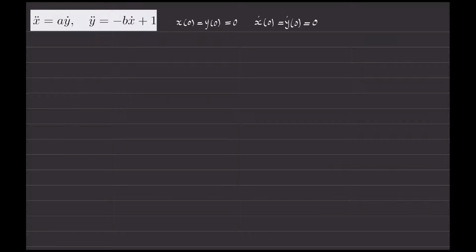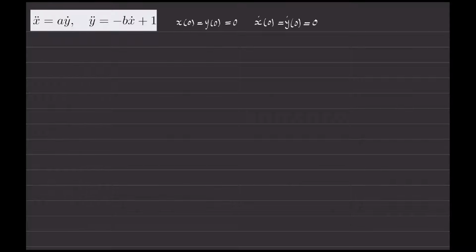Okay, so these are the given differential equations, and the initial conditions according to the problem are these four equations. The particle is initially at the origin, so x of 0 equals y of 0 equals 0, and the particle is initially at rest, so the components of velocity at time t equals 0 are both equal to 0. Okay, so let me start with this equation.